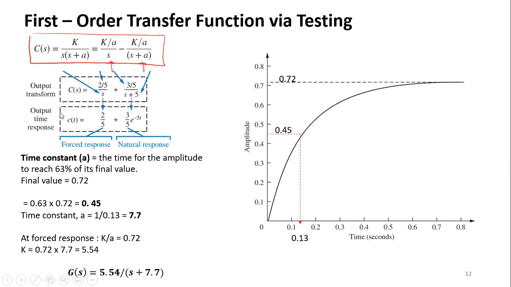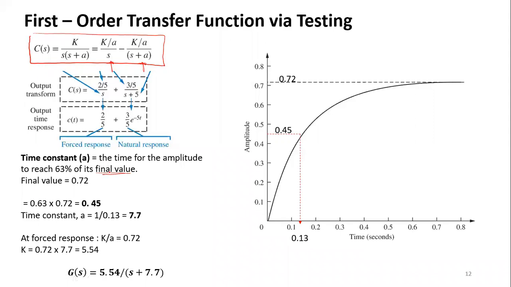When we transform it into the time domain, it will be one amplitude plus another amplitude with an exponential. This is what we have learned earlier in today's lecture, which is the combination of forced response and natural response. So if you are given an output response like this and you want to develop a transfer function, the first thing is the time constant. Remember that the definition of time constant is the time for the amplitude to reach 63% of its final value. So find the final value first.